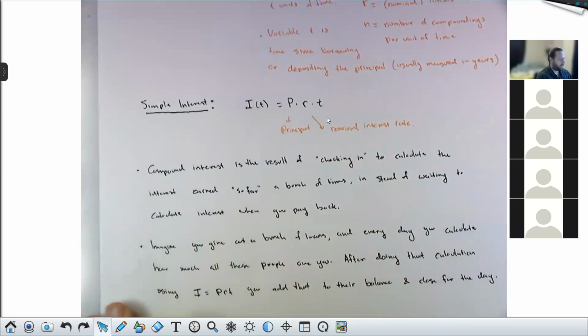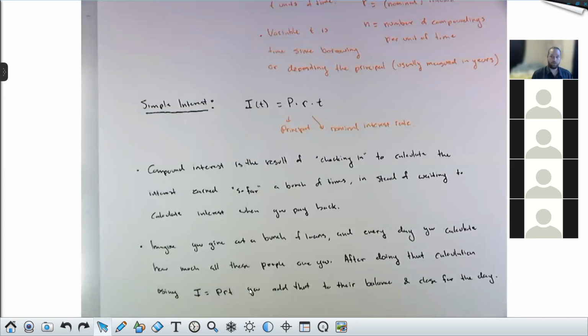Then you go home, you tell your wife, your husband, hey, we're in pretty good shape. If everybody were to come back and pay their loans today, this is how much money we would get. Here's the interest that they have accrued so far. So the total amount of money that they owe me is that interest plus the original amount that they borrowed. Reasonable thing to do.